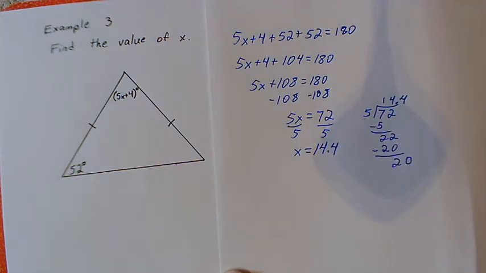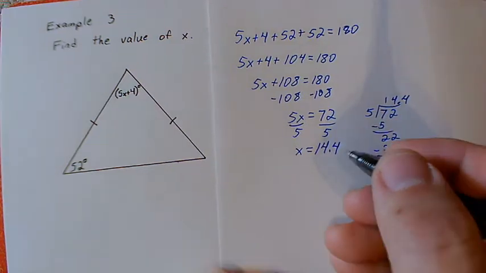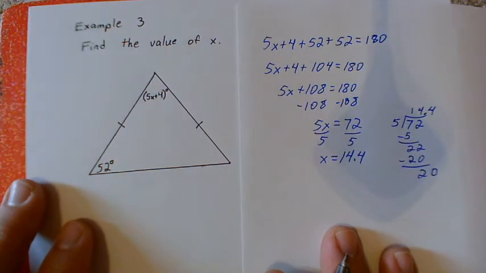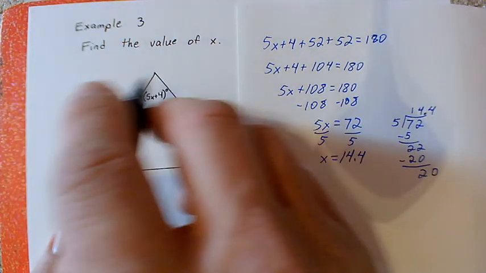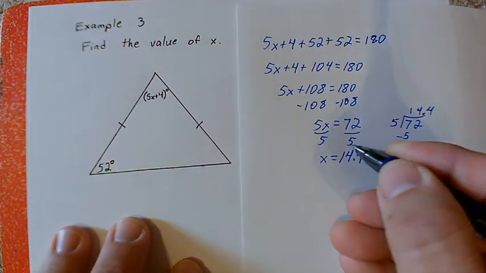You could also be using a fraction. 72/5 would have actually been fine. However, that's my answer. Find the value of x, and that's what I was actually after right here.